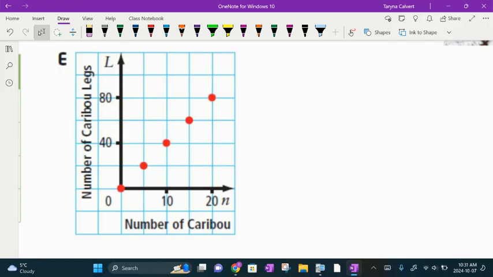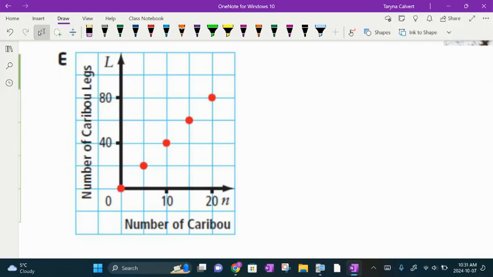Absolutely. Because can you count how many legs 2.5 caribou have? No. Right? So discrete data, this has context, so we can now talk about discrete versus continuous. So this is definitely discrete, because you can't have, like I said, a 0.3 of a caribou, right? Is it whole numbers? Yes. So it's definitely discrete data.